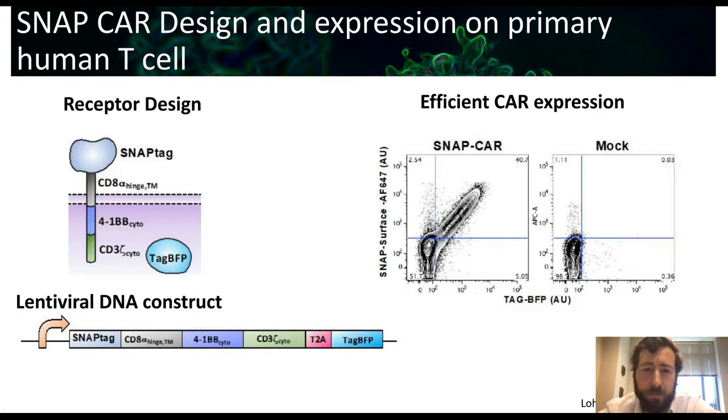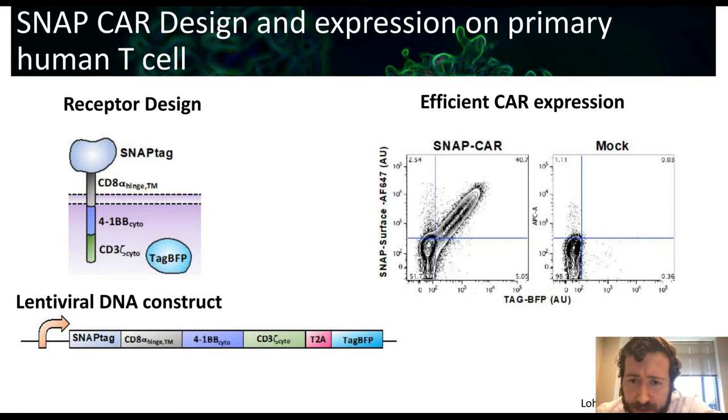And so what we did was we made a lentiviral DNA construct encoding the SNAP-CAR, and then we packaged it into lentivirus, and we transduced primary human T cells with the construct. And again, we have that SNAP tag domain, which forms the covalent bond with the adapter. And then we made the rest of the CAR with the hinge domain from the CD8 protein, as well as the 4-1BB and CD3 zeta T cell signaling domains. And we're using a blue fluorescent protein as a marker for cells that were transduced with the CAR.